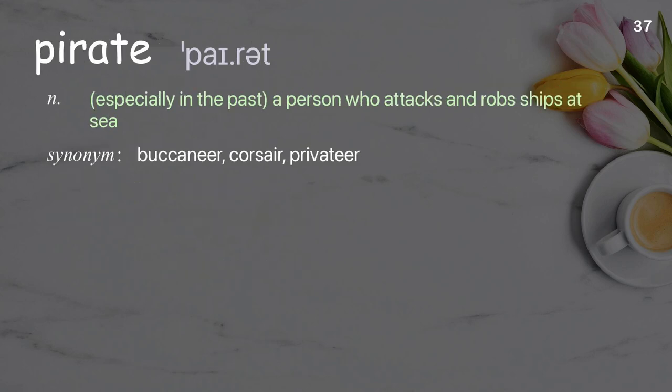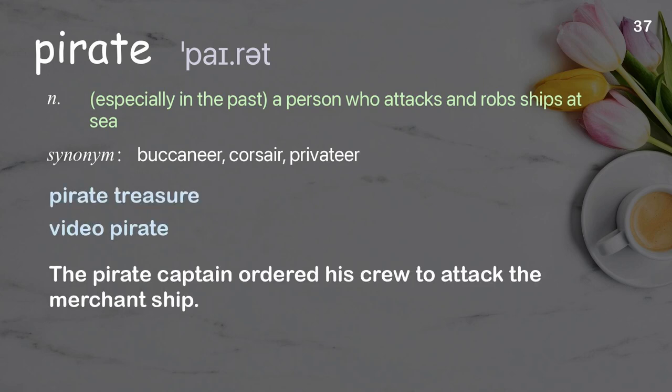Pirate. Especially in the past, a person who attacks and robs ships at sea. Examples: pirate treasure, video pirate. The pirate captain ordered his crew to attack the merchant ship.